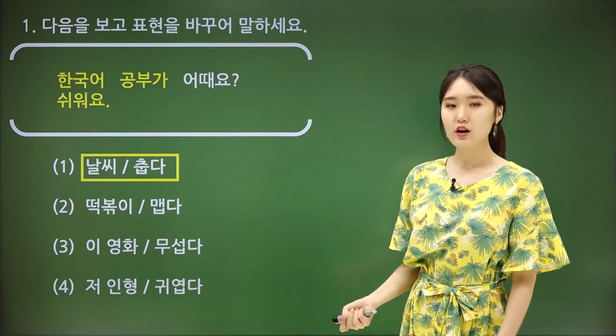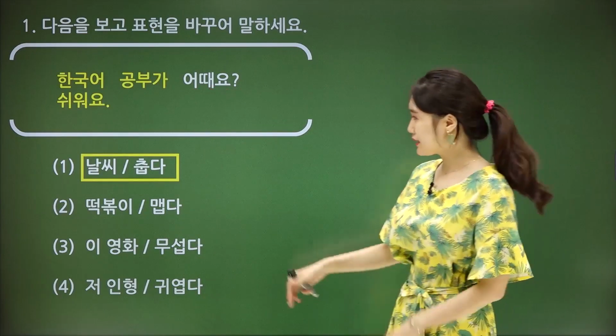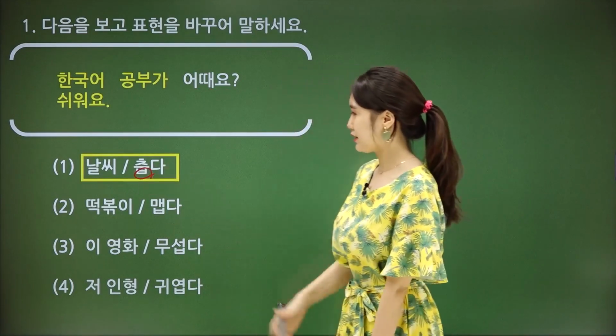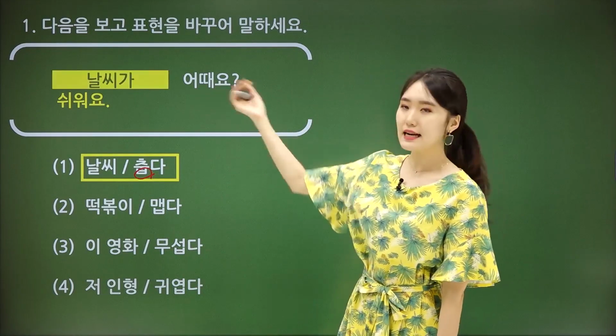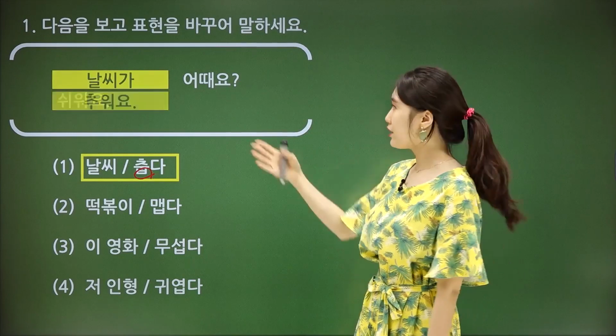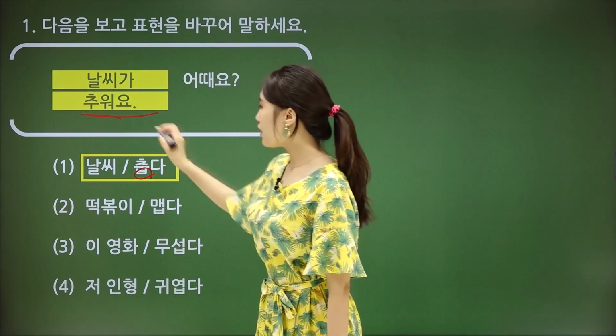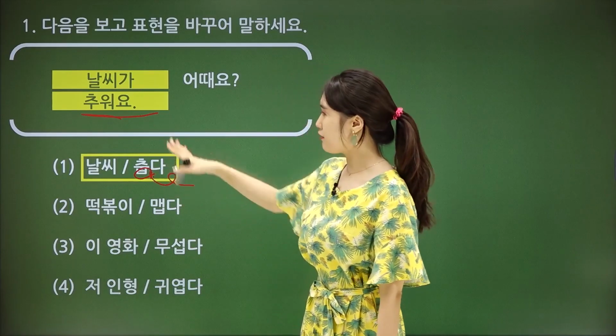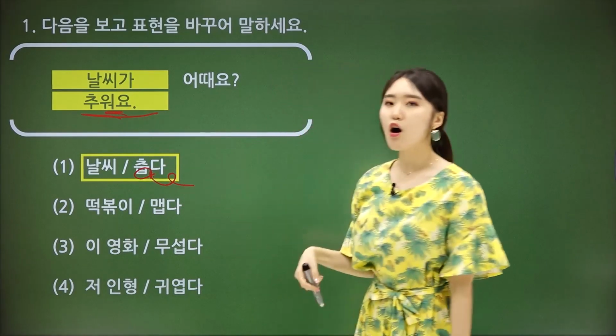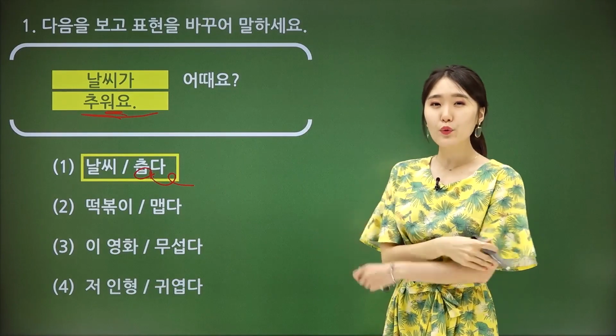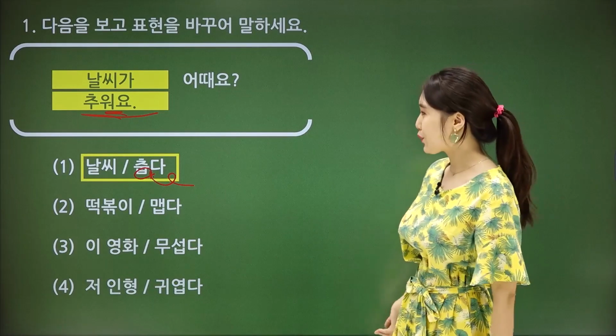Okay, first one. 날씨, weather, 춥다, cold. It's all irregular. So let's see. 날씨가 weather 어때요? How is it? 추워요. You take this off and say 우어요. 추워요. It's cold.